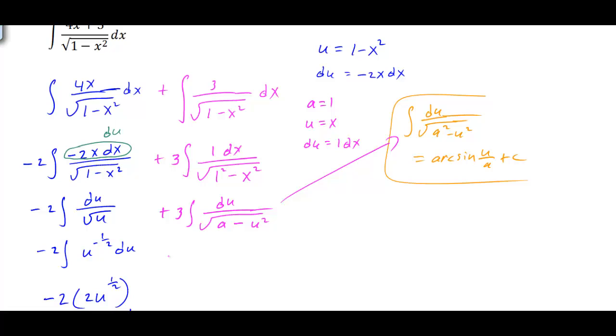So then we simply bring down the 3, and then we would have arcsine of u over a, so that's x over 1, so that's the arcsine of x, plus c.